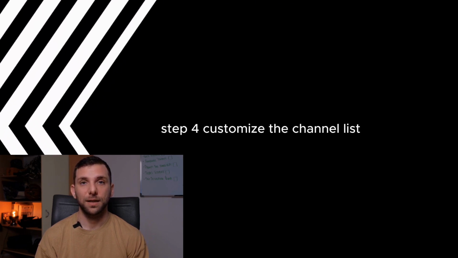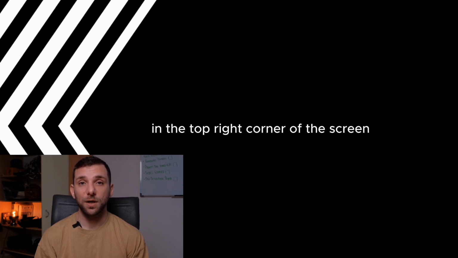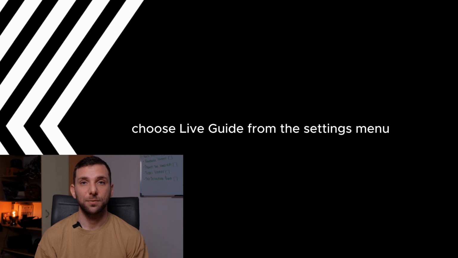Step 4. Customize the channel list. Click your profile icon in the top right corner of the screen. Select Settings from the drop-down menu. Choose Live Guide from the Settings menu.